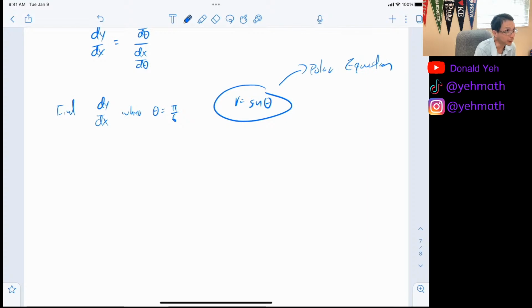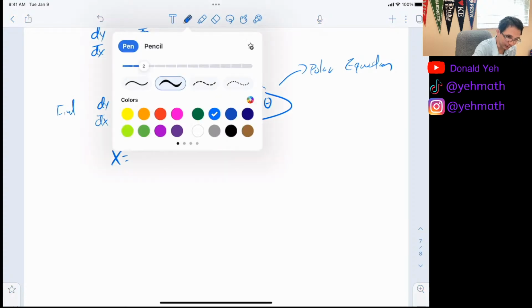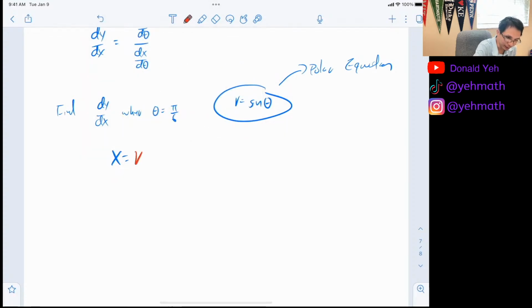Now if it's a polar equation, can I figure out what my x is? Yes. What is x? It's r cosine theta. And what is r? Sine theta. Sine theta, cosine theta. Do you see that? x equals sine theta cosine theta. What's y?